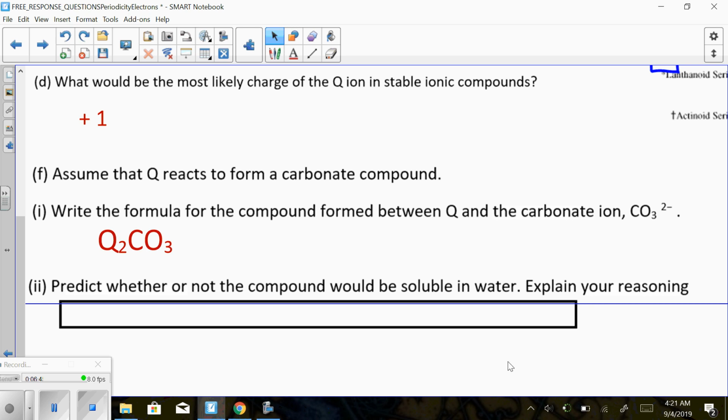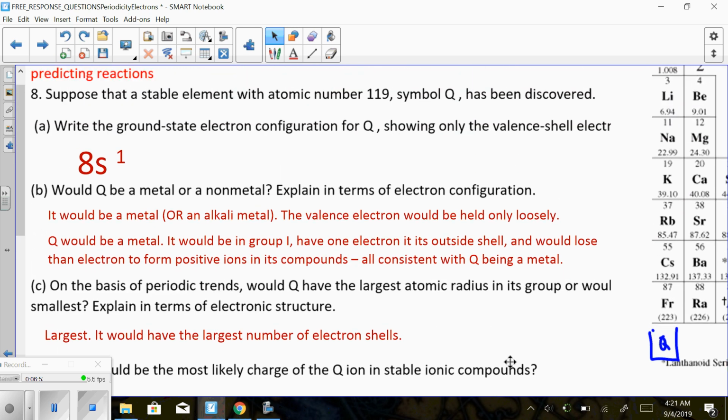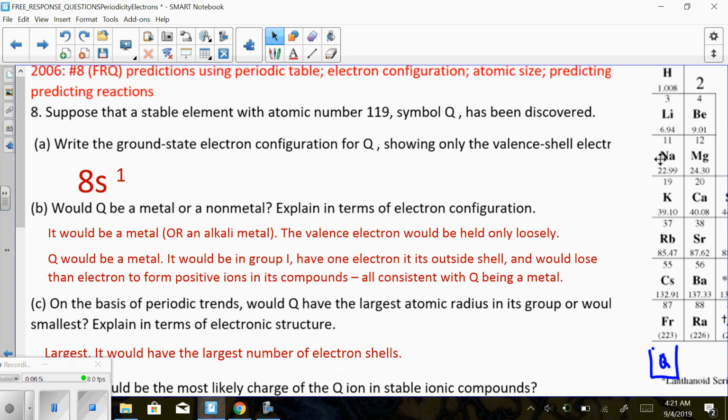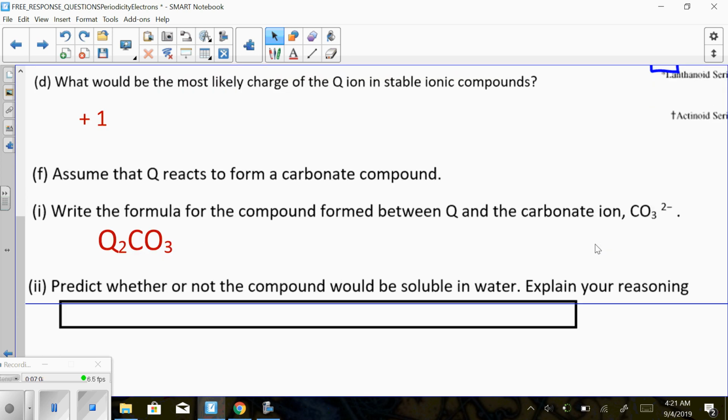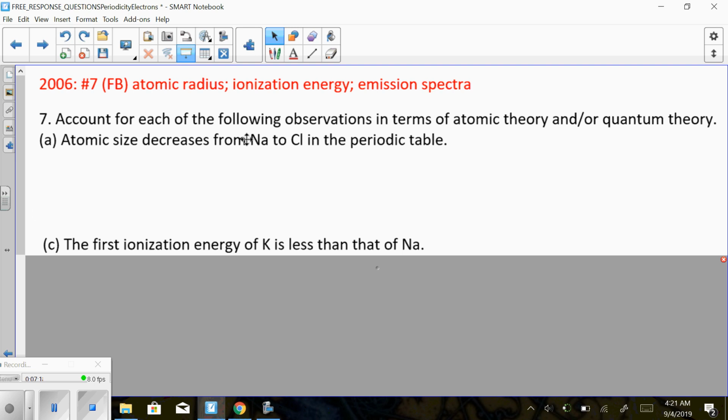Would it be soluble in water? And explain your reasoning. Since this is a fictitious element, the only way to know is to look at the properties of everything else in the family. If we look at the other metals up here, these are the little babies. These guys are always soluble. So Q, if it were undiscovered, would probably be soluble too. Okay. Moving on to 2006, number 7.